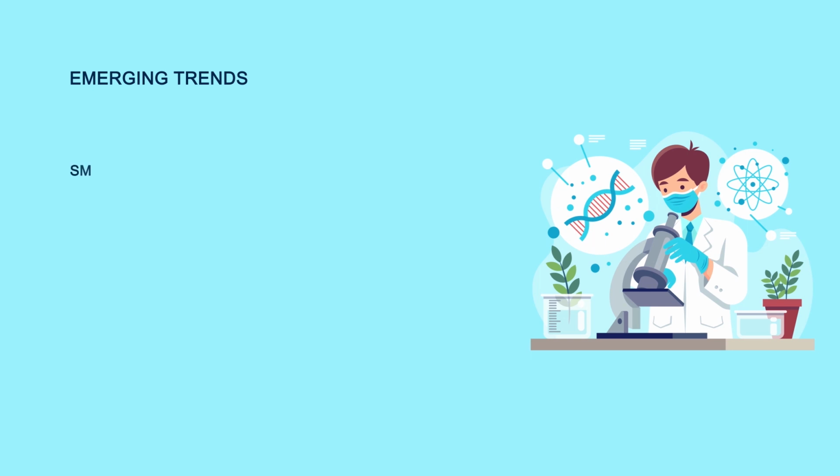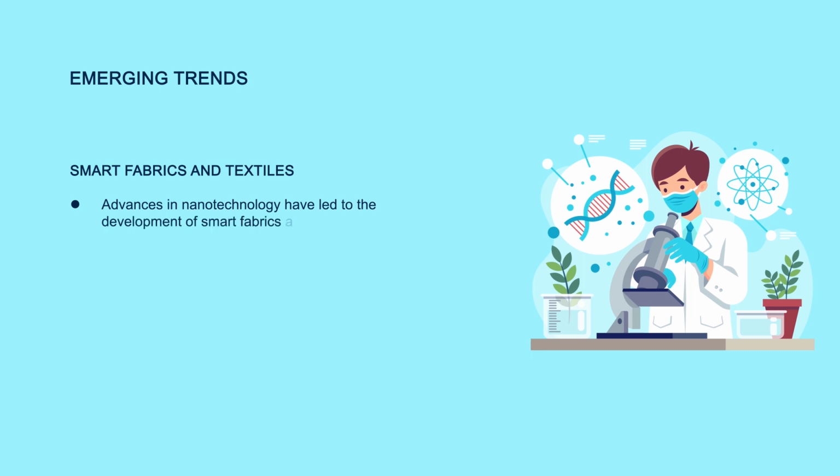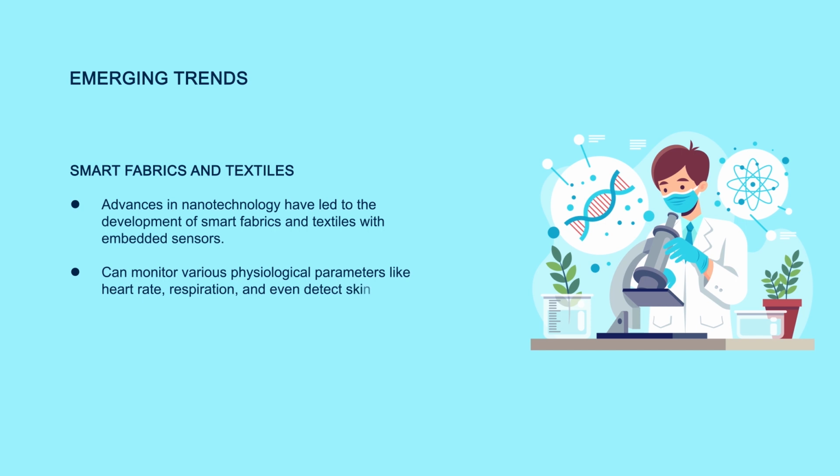The next one is smart fabrics and textiles. Advancements in nanotechnology have led to the development of smart fabrics and textiles with embedded sensors. These textiles can monitor various physiological parameters like heart rate, respiration, and even detect skin infections and wounds, making them highly versatile for medical applications.